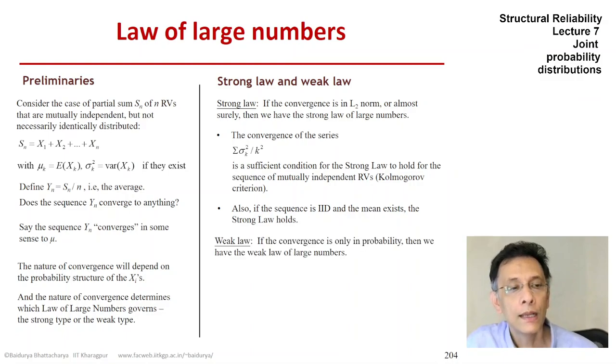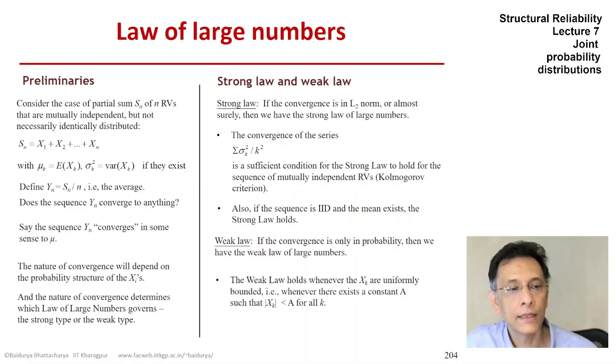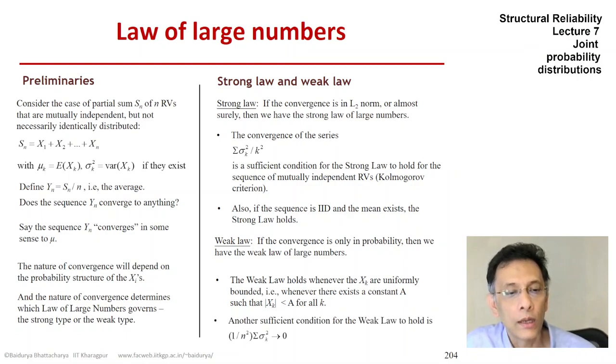The weak law is relevant when the convergence is only in probability, which we discussed in the previous slide, that it's a much weaker condition of convergence. So that's the weak law of large numbers. And there are also two sufficient conditions for the weak law. The first one is that the random variables are uniformly bounded, and the second one involves the sum of the variances.